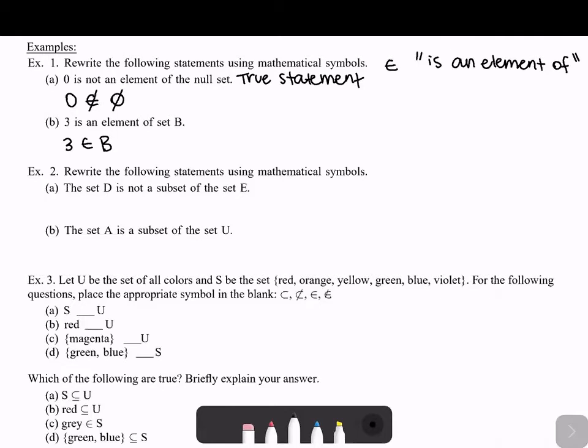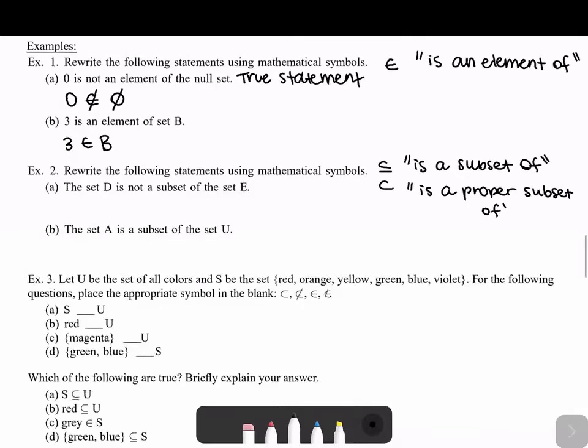Okay, the second example. Now instead of dealing with being elements of a set, we deal with being subsets of a certain set. Just like the element symbol, we should read this subset symbol as "is a subset of." This was the normal subset symbol. We also have the proper subset symbol, which is "is a proper subset of." But normally we're just going to use the subset symbol because it includes the case where things could be equal, so it's a safer thing to use.